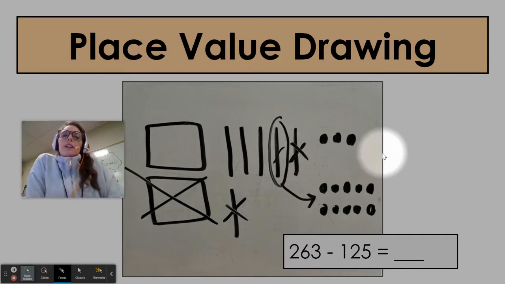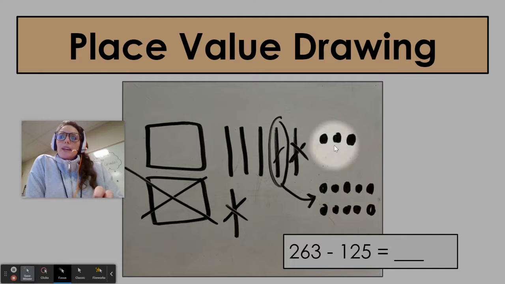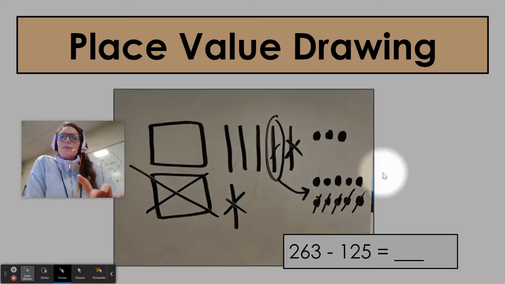Since I did not have enough ones to take away 5 ones, I traded in a 10 stick, I broke it apart, and turned it into 10 ones. So now I have enough ones in the ones place to subtract 5. 1, 2, 3, 4, 5. I was able to take away 5 ones.